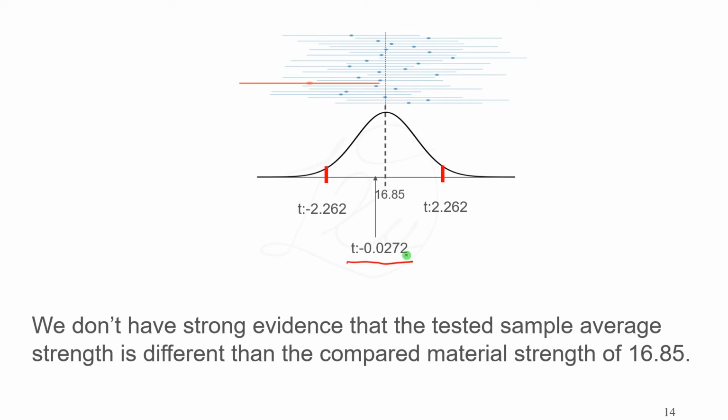In this example, we only care about whether the tested material is different than the compared material or not. We don't care about whether the tested material strength is larger or smaller than the compared material. This is called two-sided hypothesis testing, because if the tested t-value falls in the region on the left or on the region on the right, in both scenarios, we would reject the null hypothesis.